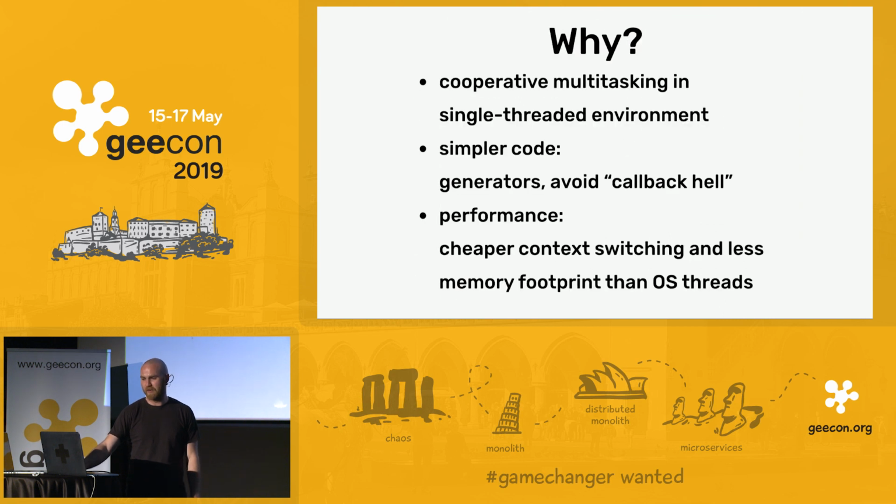So here's the quick summary. Again, why would you use coroutines? It's cooperative multitasking in a single-threaded environment. You might want a single-threaded environment because it solves lots of problems with concurrency. Just a single thread is always simpler. Then you can simplify your code by using generators, or avoid callback hell, or just change the API using async await or a similar construct. And the other reason is performance, when you need a high level of concurrency.